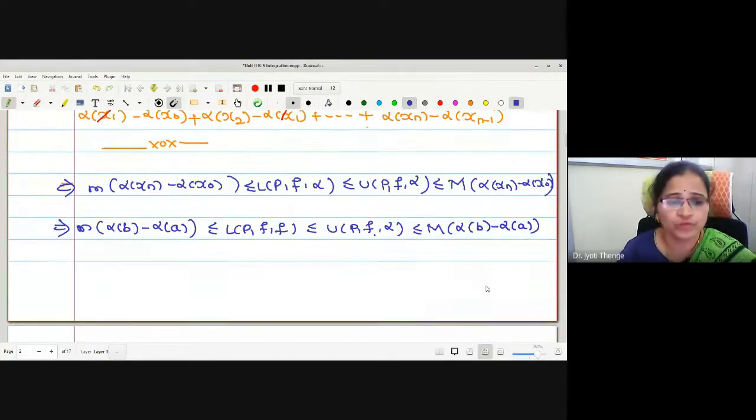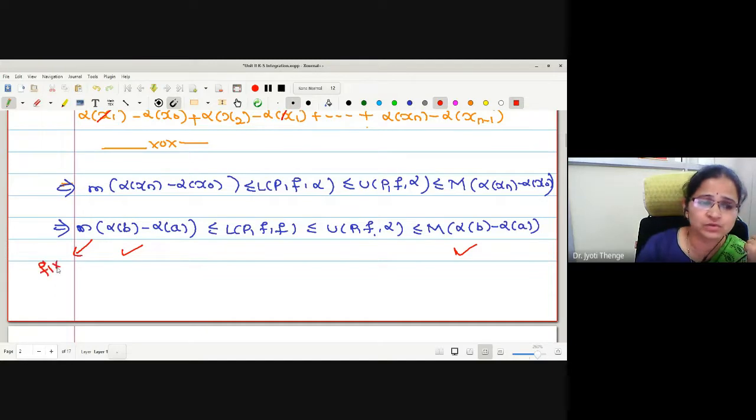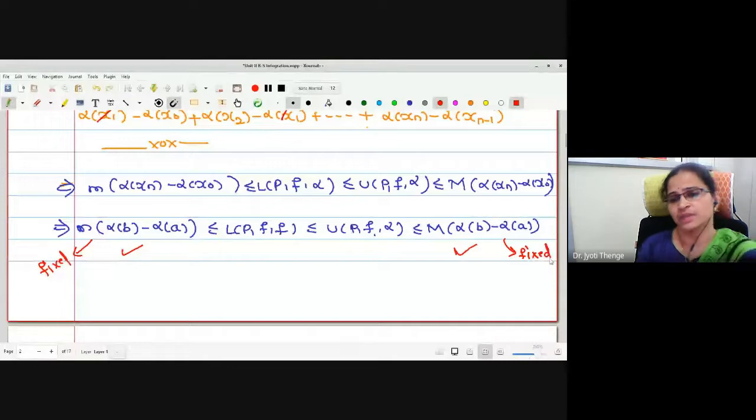Now, if you look at this right side, this one and this one, may I say small m and capital M are fixed? Alpha b minus alpha a is also fixed because the end points of the interval are always fixed. So may I say these are fixed values? This is also a fixed scalar. Therefore, whatever your partition, whatever your function and whatever your alpha, we get the sets to be bounded sets.